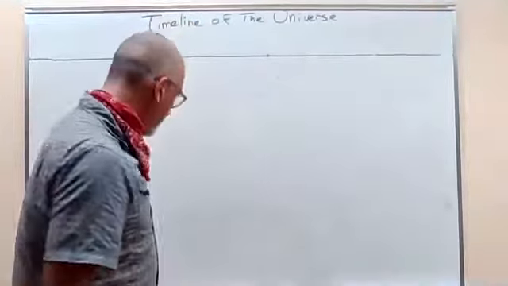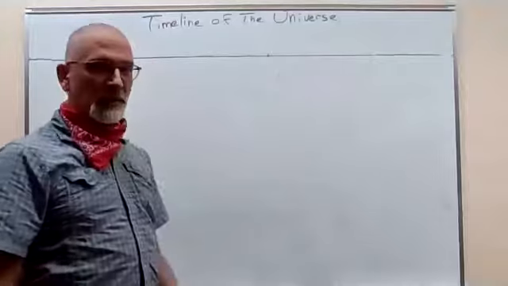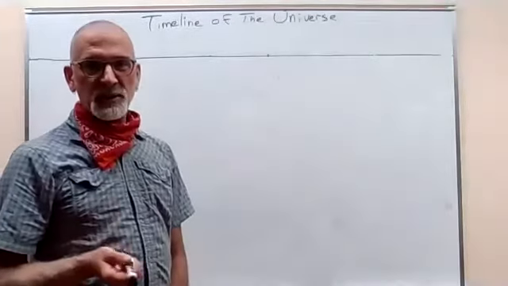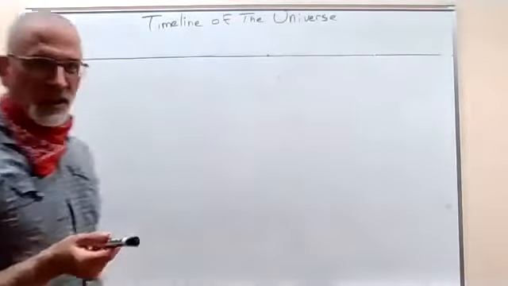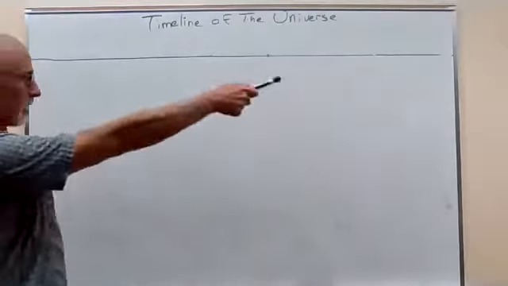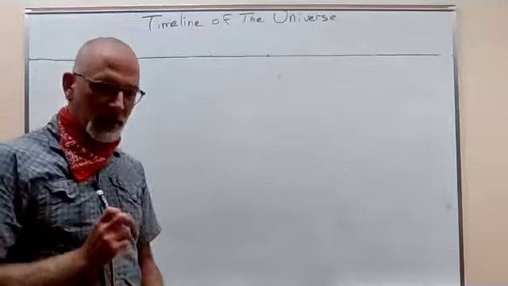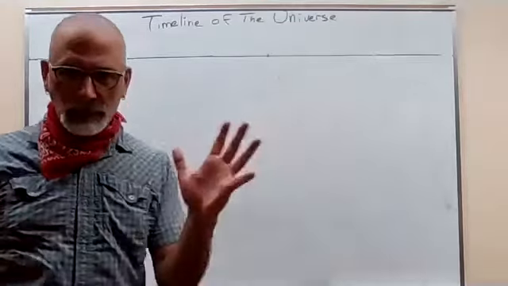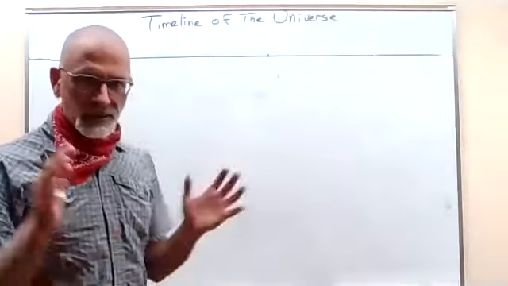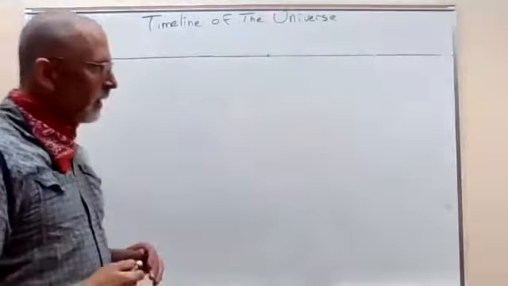Hi, everybody. I want to talk about the math for the timeline of the universe activity. So here's how this works out. I've drawn a line across my board, and that's going to be my timeline. You guys are going to make timelines on a piece of paper of some length, whether it's 100 centimeters or less or more, it doesn't matter.